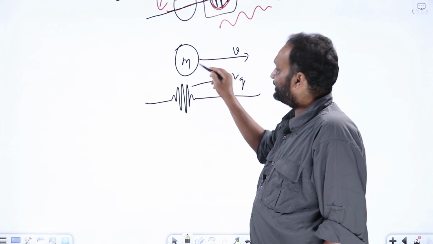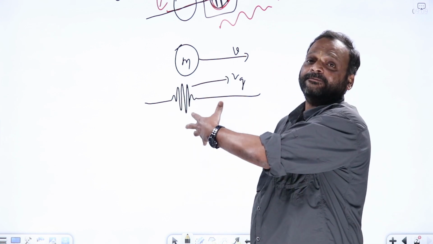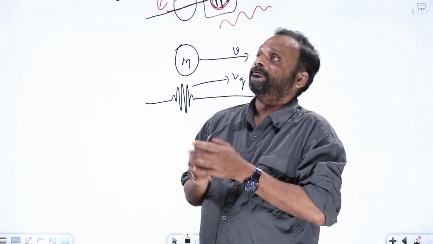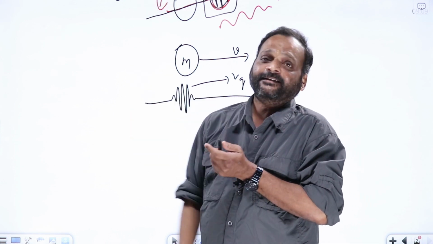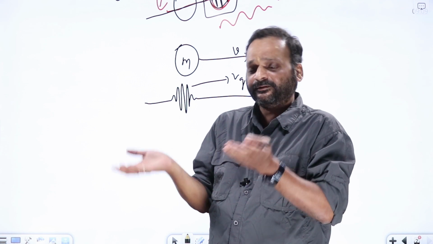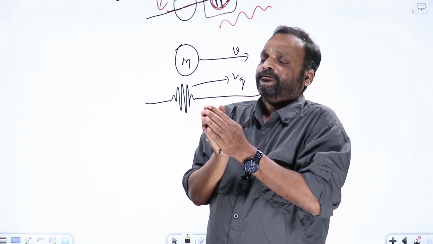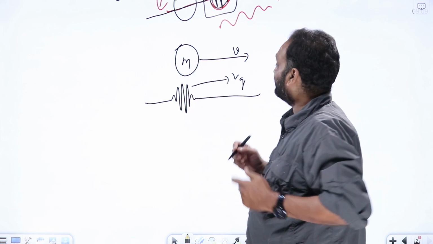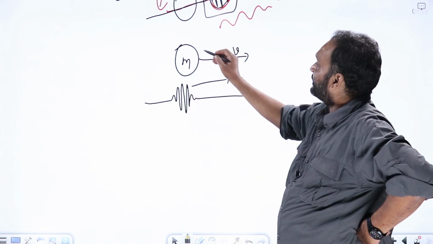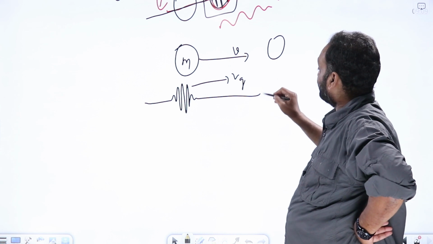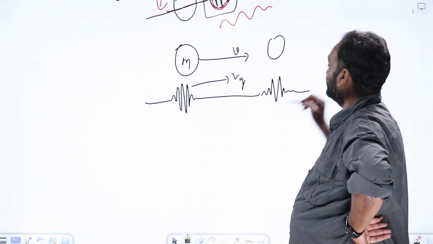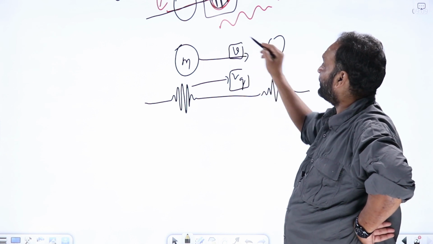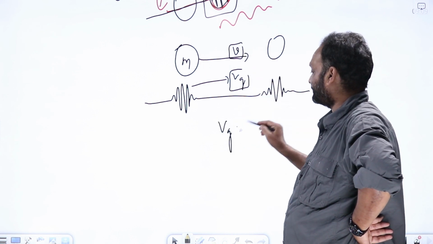Means I don't see this as a particle, I'll see it as a wave packet. If I throw this pen, classical mechanics says a particle is moving, quantum mechanics says a wave packet is moving. That's the only difference. Both are looking at the same thing. One is calling it a particle, the other is calling it a wave packet. Whatever you call it, wherever the particle goes, the wave packet also should go there only. Means the group velocity of the particle must be equal to the particle velocity, and that also has been obtained.